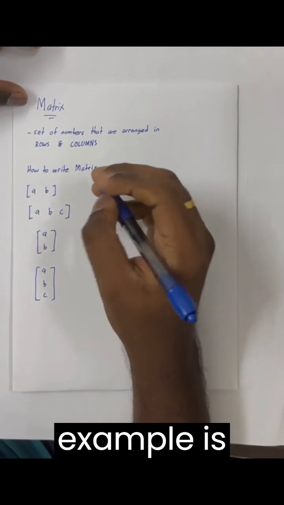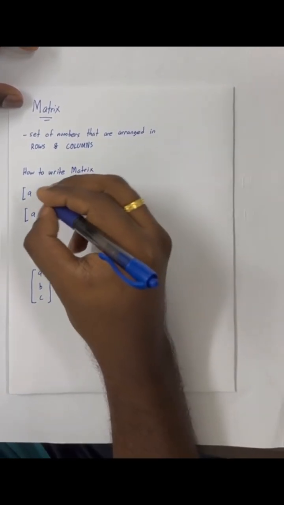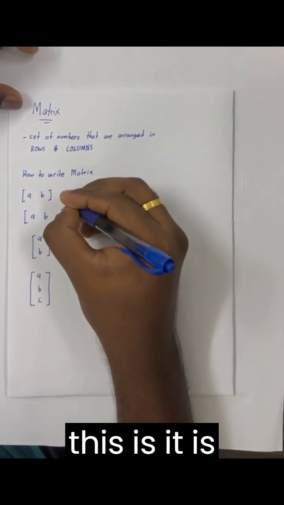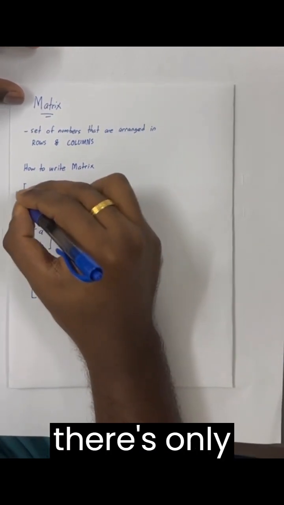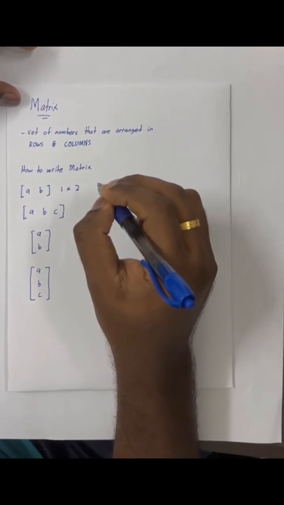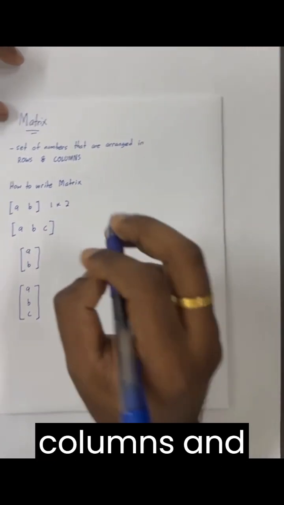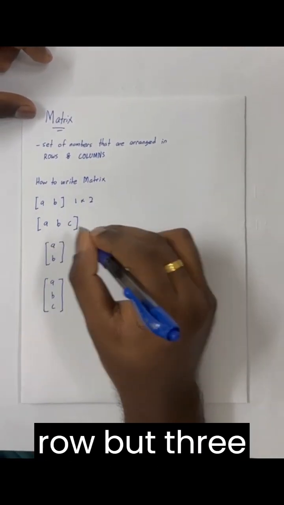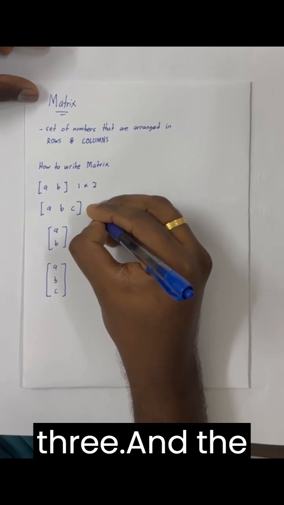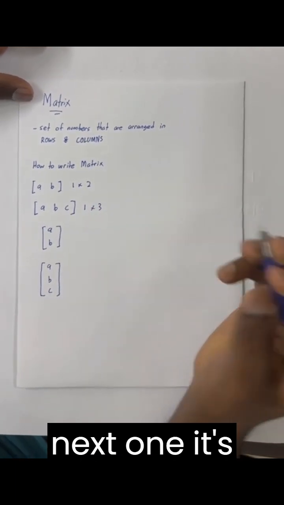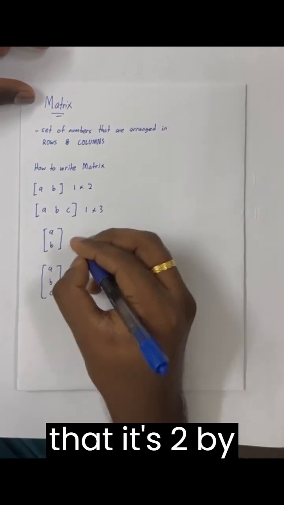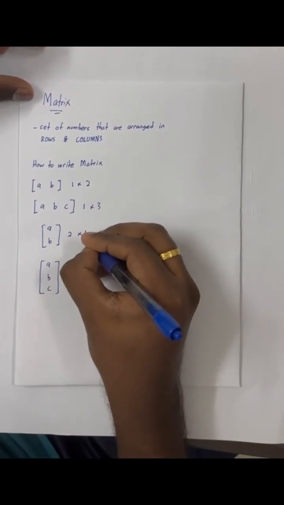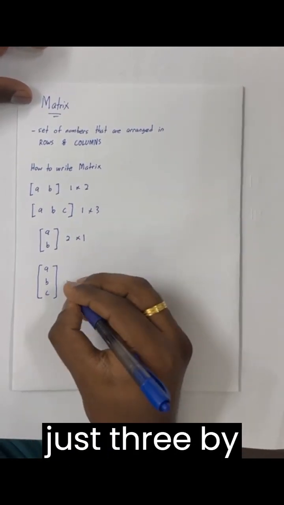As we can see, the first example is A and B. How we write this is, it is 1 by 2, because there's only one row and two columns. The next one has one row but three columns, so how do you write it? It's 1 by 3. The next one is two rows but one column, and how do you write that? It's 2 by 1. And the following is the same, just 3 by 1.